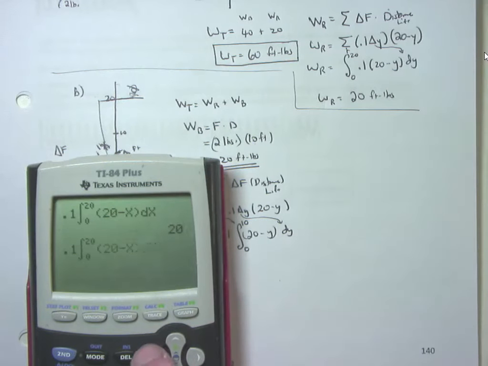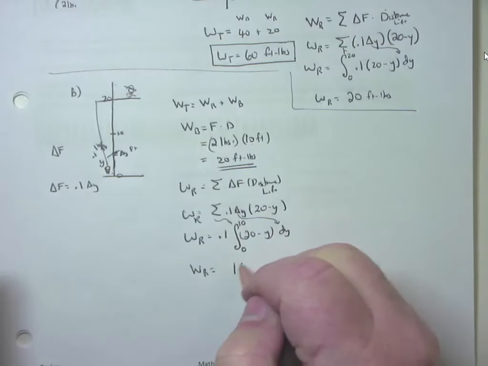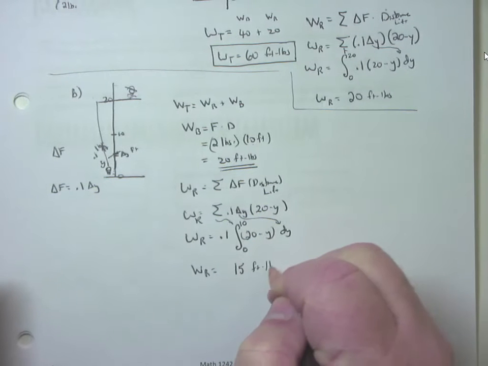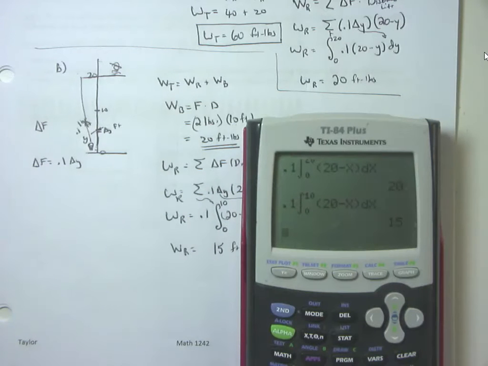It actually does a little more. Let's take a look. What do I get? I got 15 foot-pounds. My question to you is this. Why is it more than half?